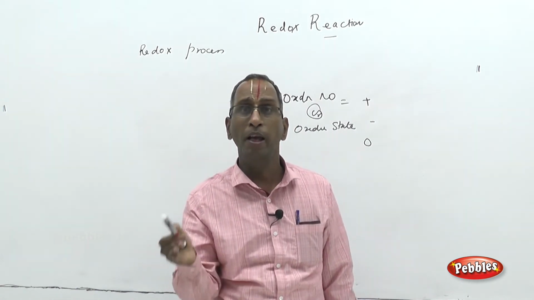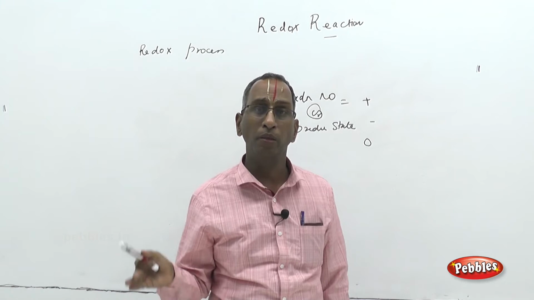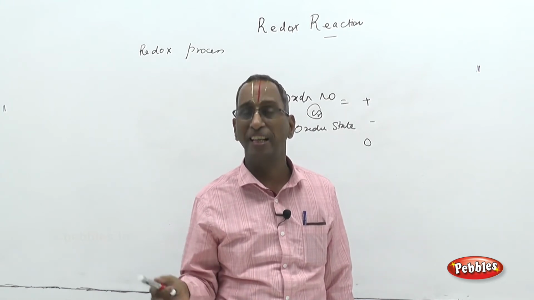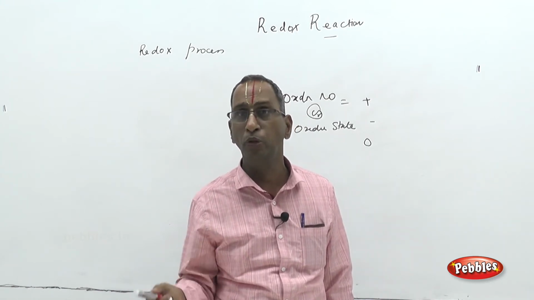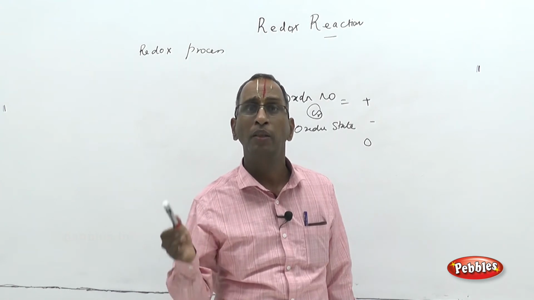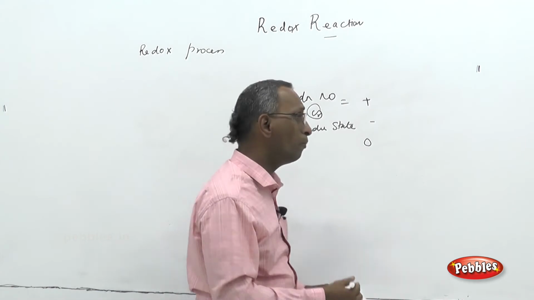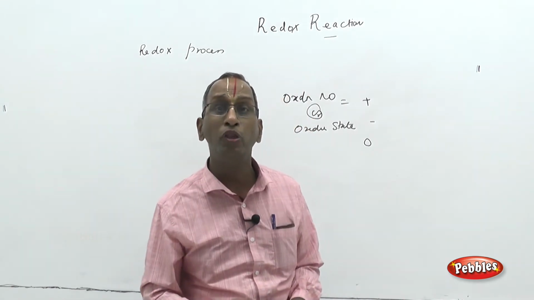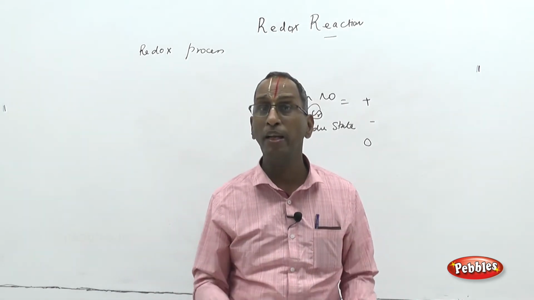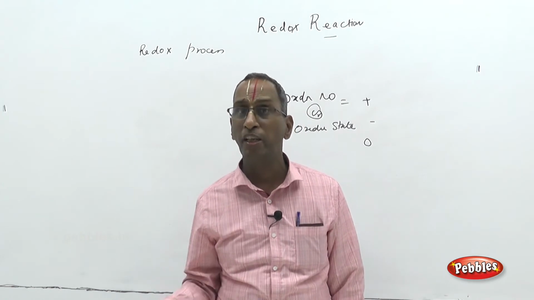Similarly, negative numbers indicate reduction status. The systems with negative oxidation states are used for reduction. Once again, in the comparison of negative numbers, more negative means it is a better reducing agent.